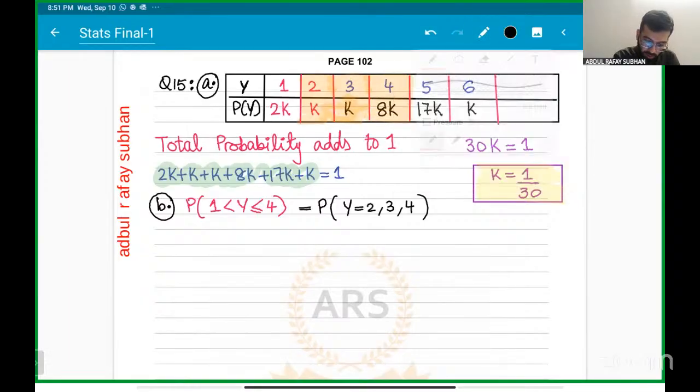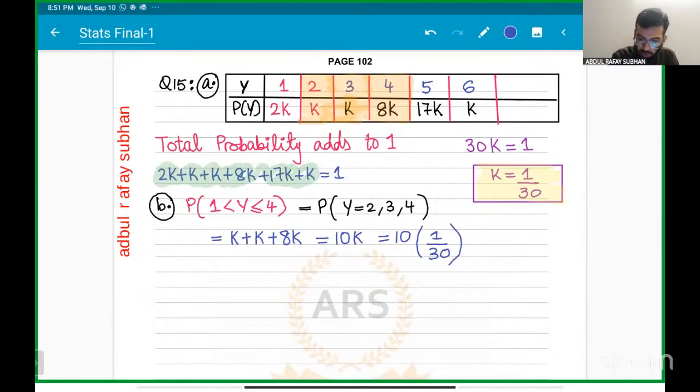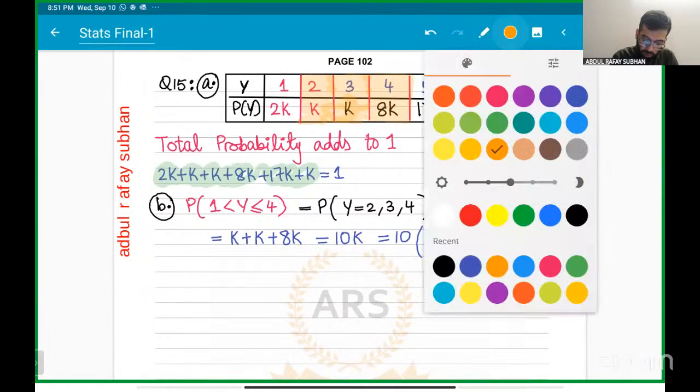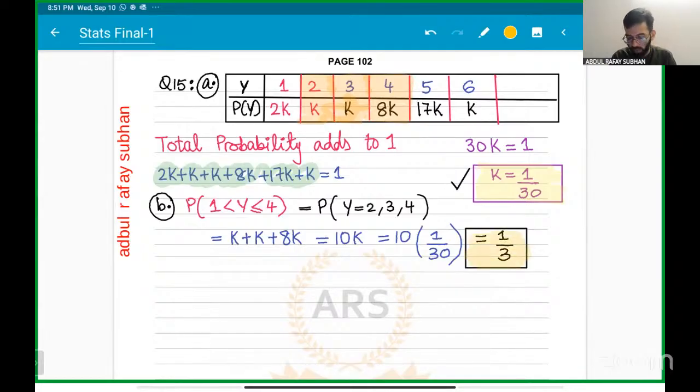Is everyone clear? Understood? So that will be k plus k plus 8k, which is 10k, and the value of k is already available, 1 over 30, from the previous part. And the answer will be also available. 1 over 3 will be the answer. That will be the probability of 1 till 4 inclusive, 4 inclusive and 1 not inclusive. So that's how we get the marks for this one as well.